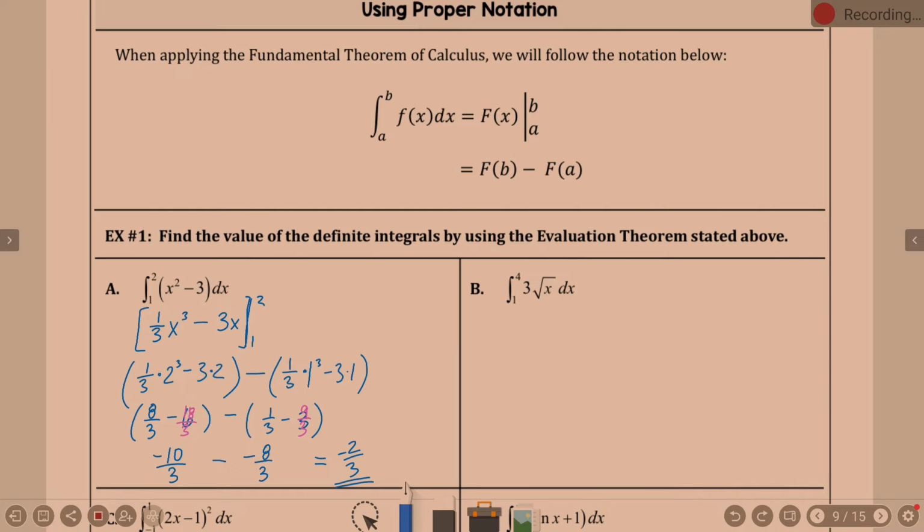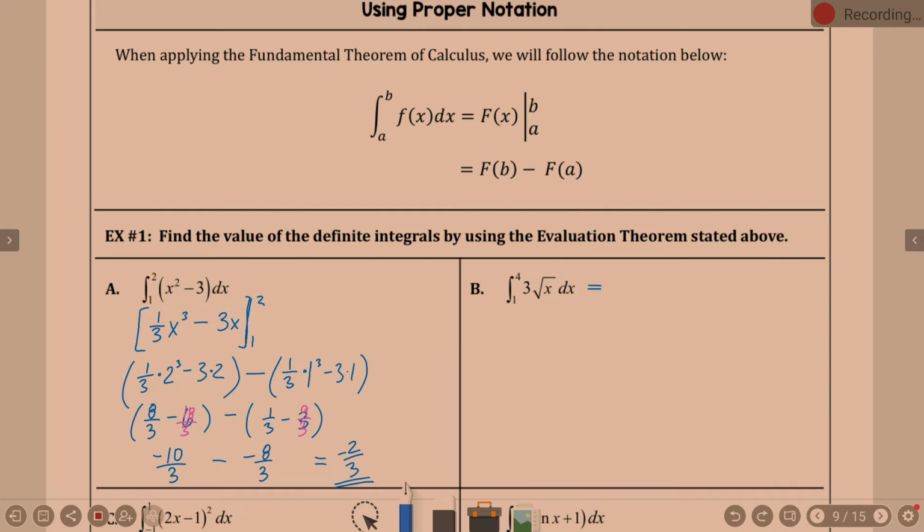I should come up with questions. Let's talk B. Thoughts on B? Before we integrate this, we probably need to think of this as x to the 1/2. Now, you can or you can't. Technically, 3 is a constant multiplying it. You don't have to, but you can pull that 3 out front and then just multiply your answer by it in the end.